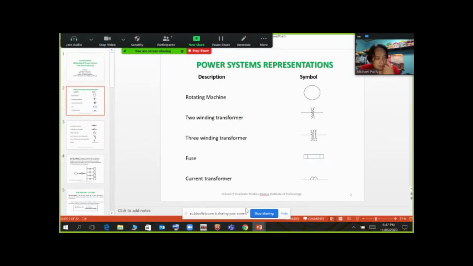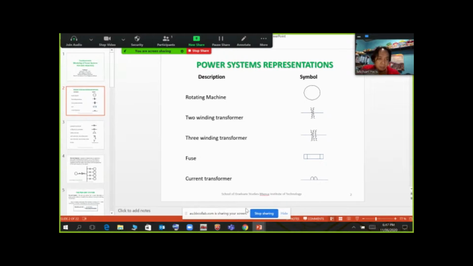Okay, so let us move forward to per unit power system representations. So we have here the description and the symbols of every equipment that you can see on a single line diagram. Simply because before you go to per unit modeling, you need to have a single line diagram, which we will discuss in the next few slides. Okay, so we have the following descriptions and symbols.